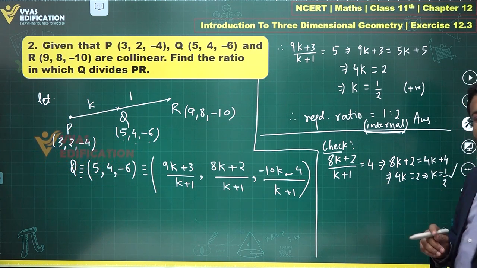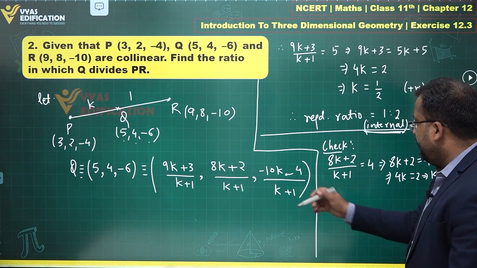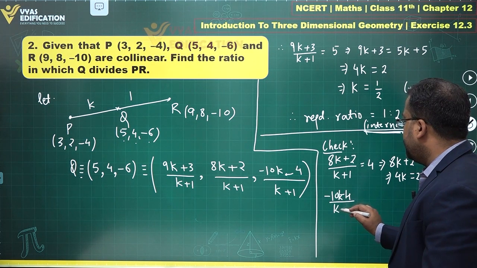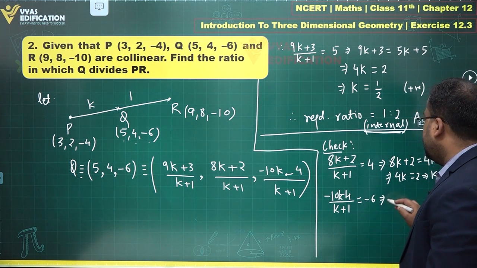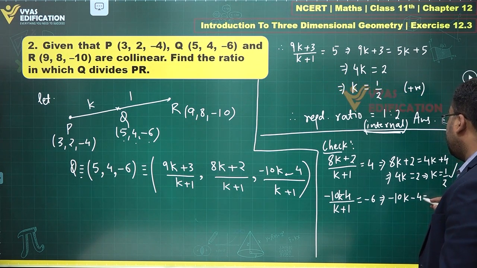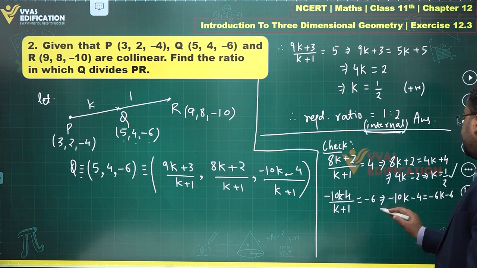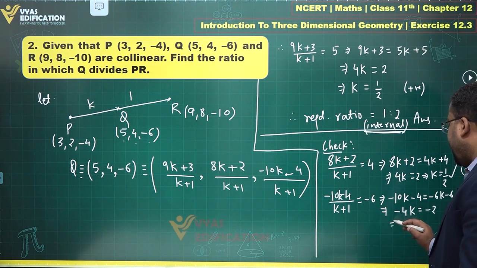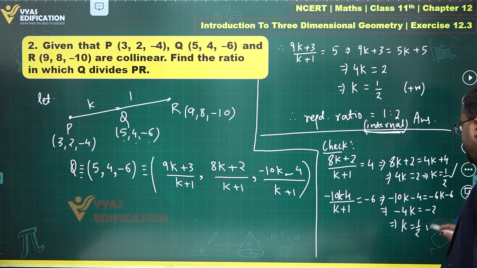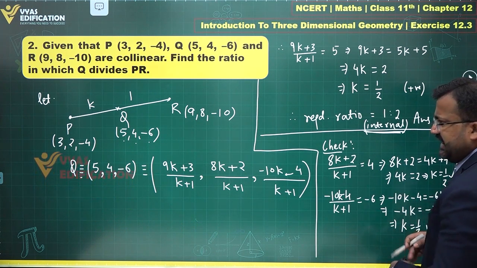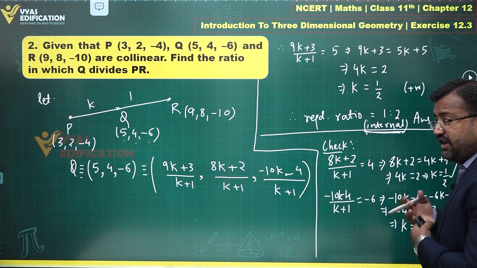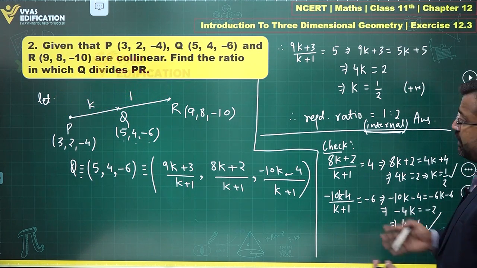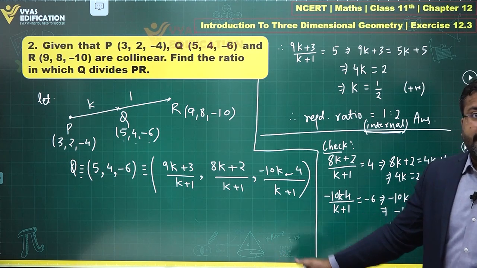Oh, the y coordinate also gives us the same value of k. Yes, it should. Next, minus 10k minus 4 upon k plus 1 is equal to minus 6. That tells me minus 10k minus 4 is equal to minus 6k minus 6. You take 6k over here, it becomes minus 4k, this becomes minus 2, and it also gives me k equals 1/2, which is okay. This is just for checking. The y coordinate and z coordinate should also give the same value of k for points to be collinear. That's important.